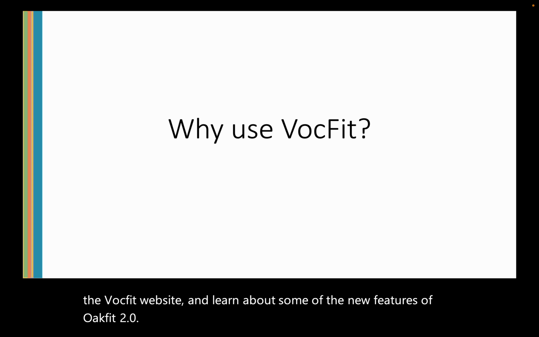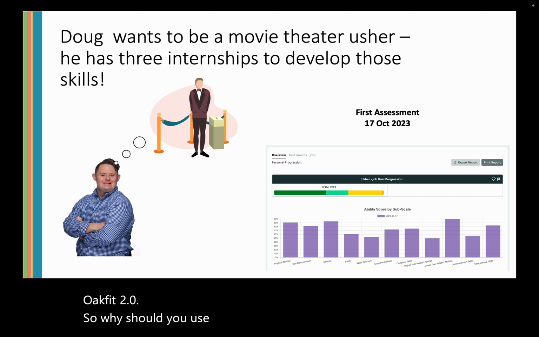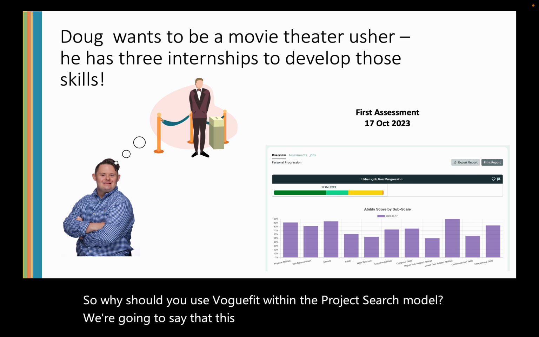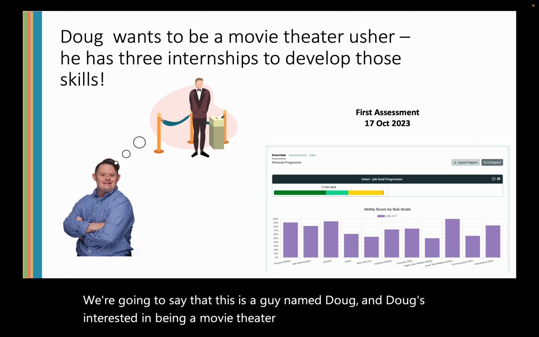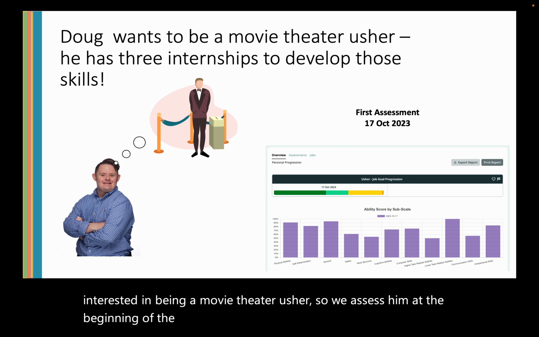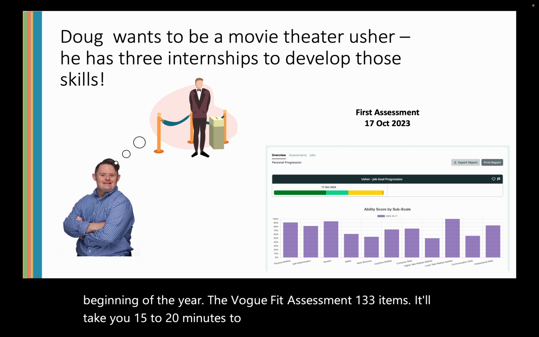So why should you use VocFit? Within the Project Search model, we're going to say that this is a guy named Doug, and Doug's interested in being a movie theater usher. So we assess him at the beginning of the year. The VocFit assessment, 133 items. It'll take you 15 to 20 minutes to fill that assessment out.